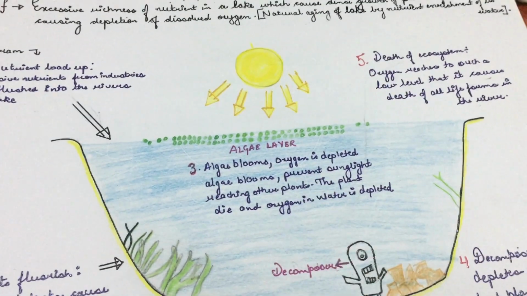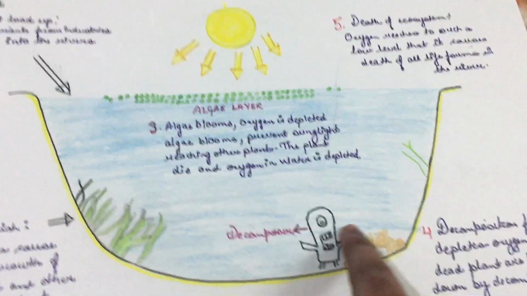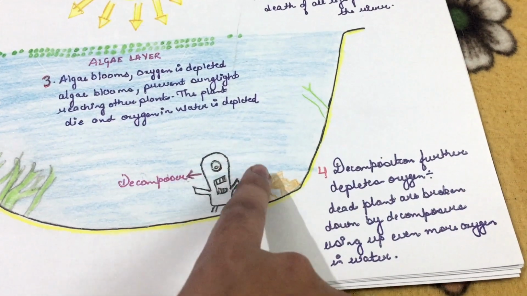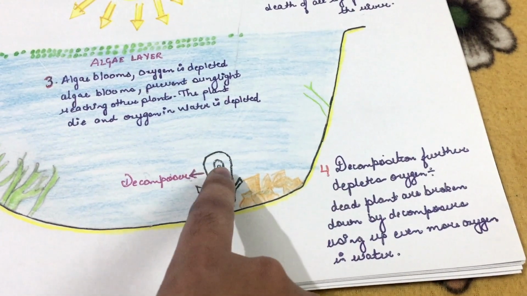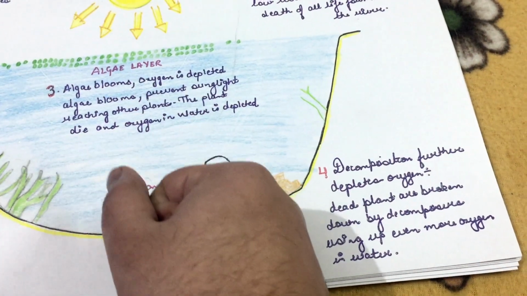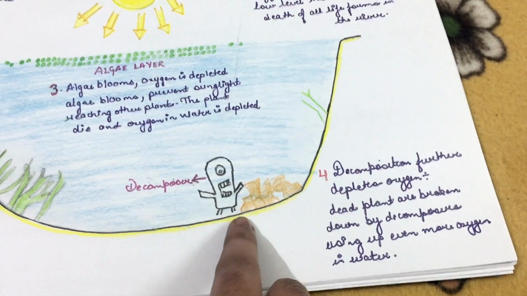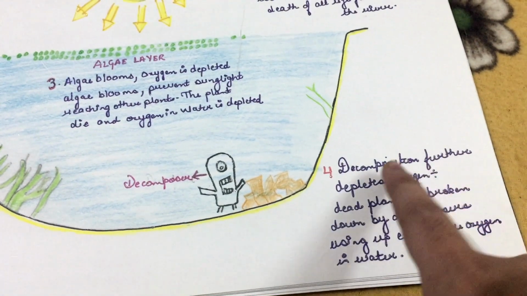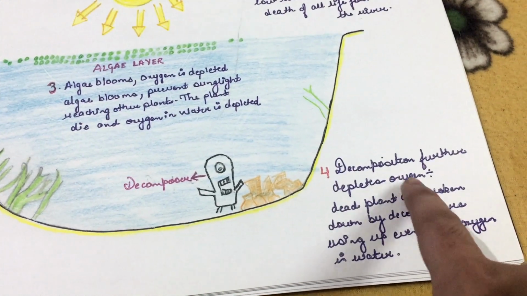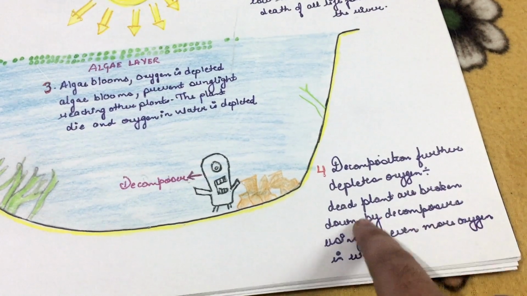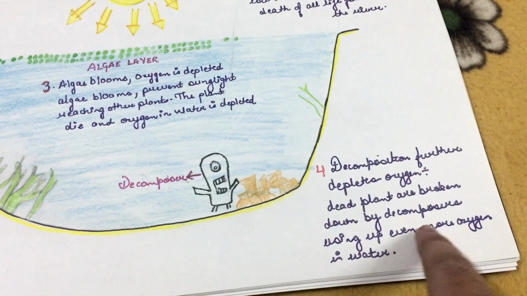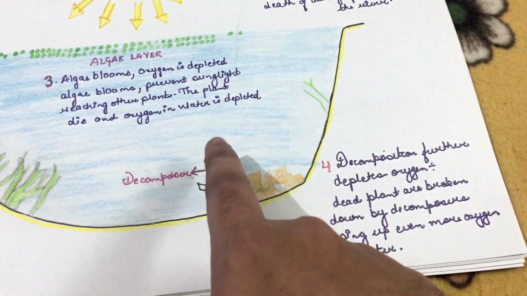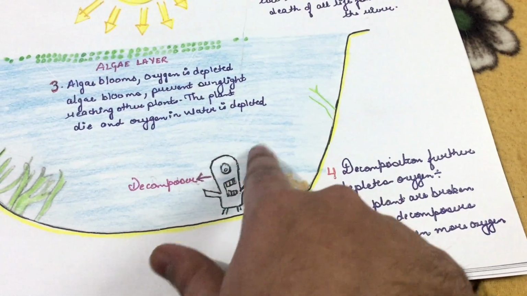Now these dead plants will be acted upon by decomposers, and while decomposing these dead plants, the decomposers will further consume the oxygen in this lake. So the content of oxygen would further decrease. Now the fourth point: decomposition will further deplete the oxygen, because dead plants are broken down by decomposers using even more oxygen in water.